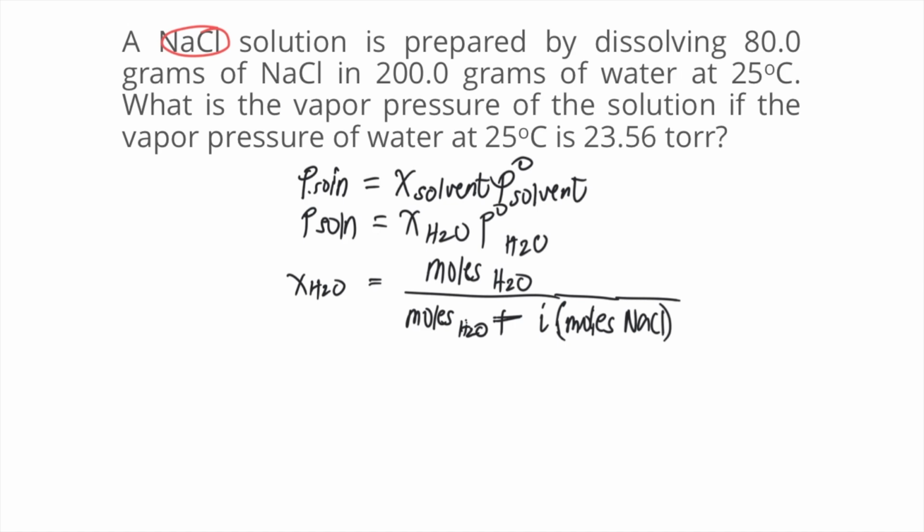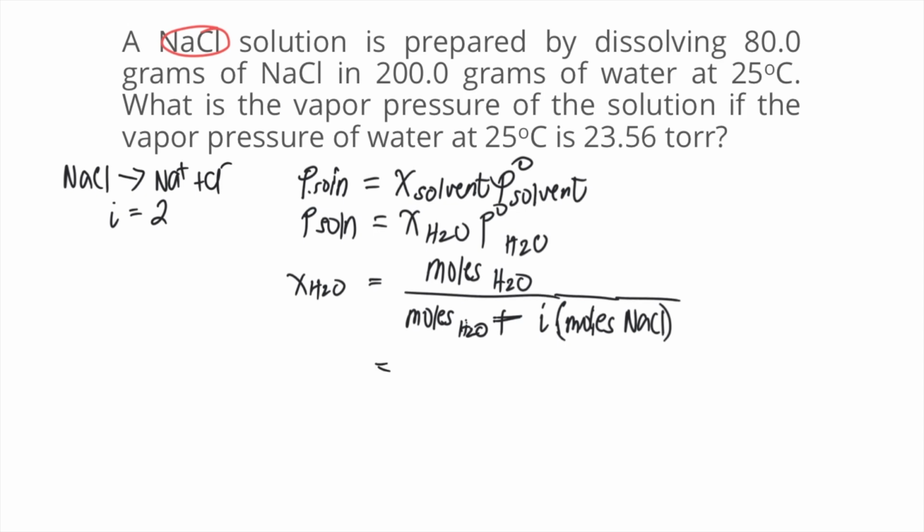And you know NaCl is an ionic compound. So when you place NaCl in water, it dissociates or ionizes into Na+ and Cl-. Therefore, the Van 't Hoff factor for NaCl is 2 because it forms two ions, Na+ and Cl-. So let's first get the mole fraction of water.